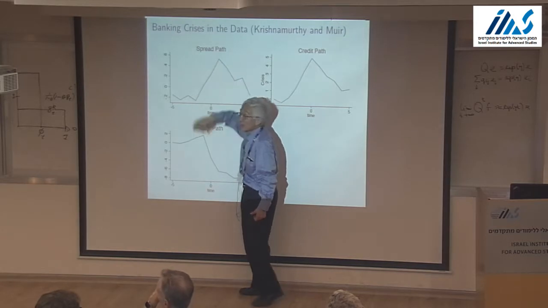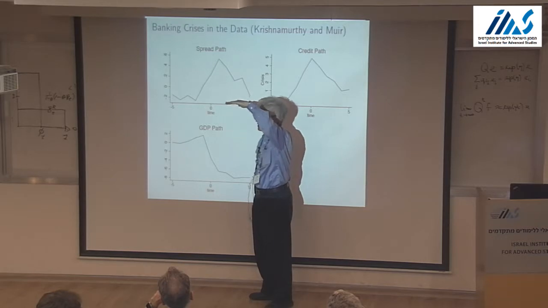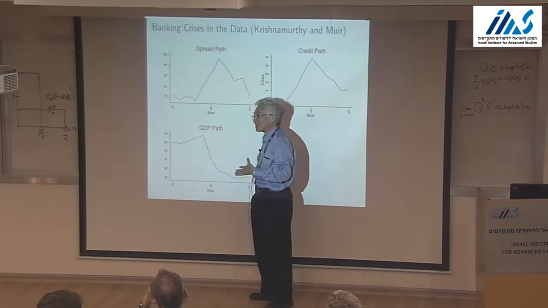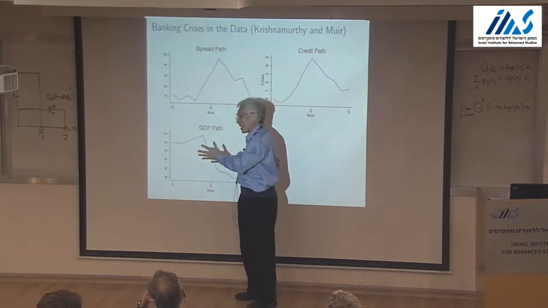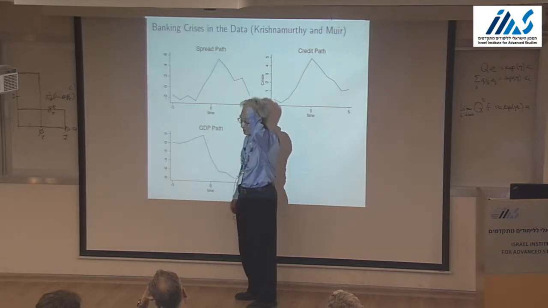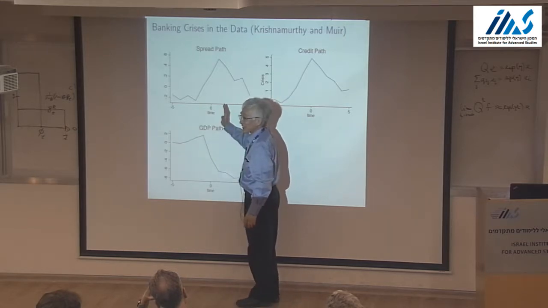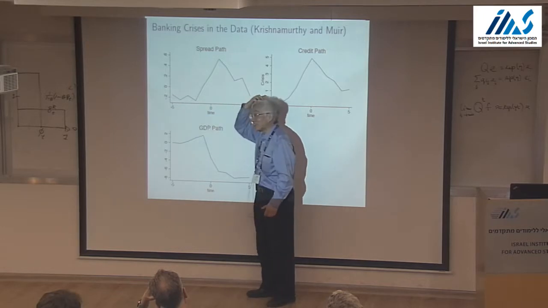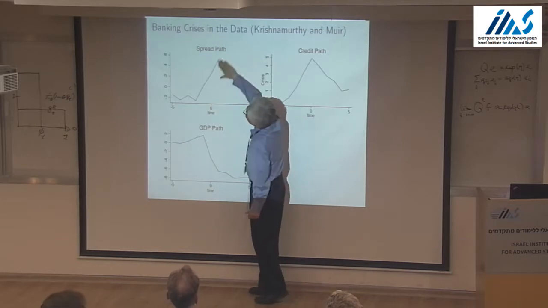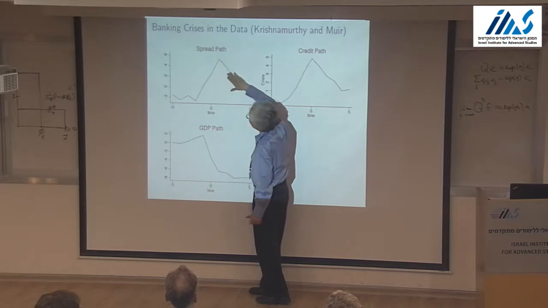This is Krishnamurthy and Muir's recent survey paper using 100 years of data from many advanced countries. Year zero is the crisis time. Before the crisis, for about 5 years the spread is lower than normal, and then 1 or 2 years before, it starts going up. This is the spread of corporate bonds versus the Treasury, covering 1870 to 1939 and 1945 to 2015 or so. For the old data you don't have a good spread, so they use high quality corporate bonds. You see the spread go up a little before the crisis, then shoot up and stay there.